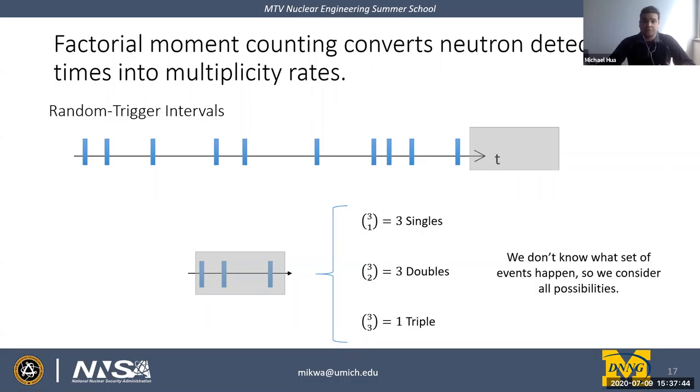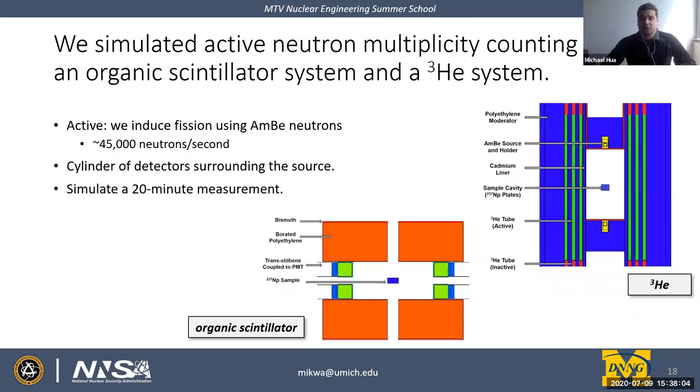But the main takeaway from this slide is that we look in little gates of time. For organic scintillators, these gates of times are on the scale of hundreds of nanoseconds. So in my analysis, I've used 100 nanoseconds. For helium-3 systems, they're 1 millisecond, so 1,000 microseconds. I am going to speed up here.